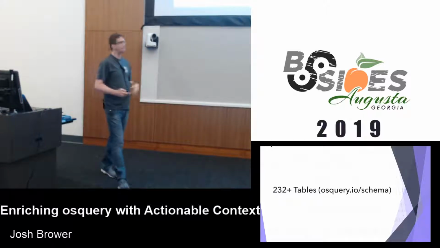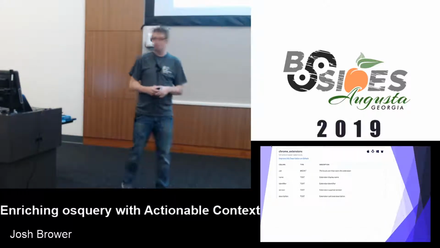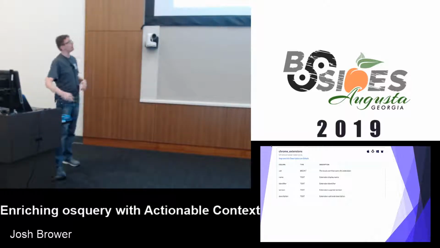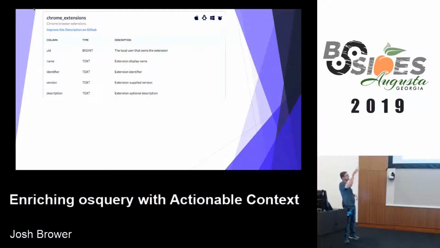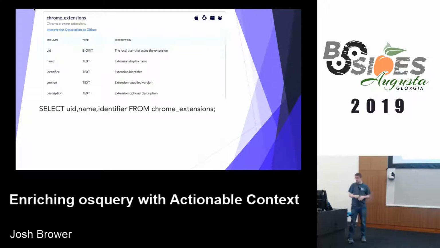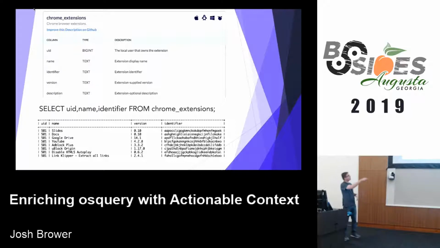Last year, we looked at the chrome_extensions table. This is actually a screenshot from the website. This shows you the different platforms that this table is available on. Here are the different columns you can query. So UID, name, identifier, and then here's what a query would look like. Select the user ID, name, identifier columns from chrome_extensions, and this is what is returned. Okay, nicely formatted text here of user ID, all the Chrome extensions on the system, their version, and their unique identifier. Okay? Now we talked about really using Osquery in more of an individual or interactive mode last year.